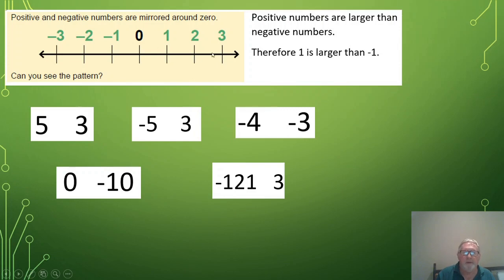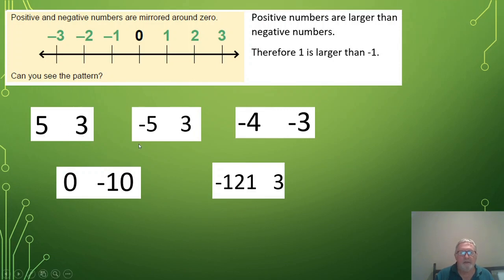So the further you are to the right, the bigger the number. If it's a vertical number line, the further up you go, the bigger the number is. It doesn't matter what the digit looks like. It simply matters that the further to the right or the further up, the bigger the number. Therefore, 1 is larger than -1. Basically, anything that's positive is larger than anything that's negative.